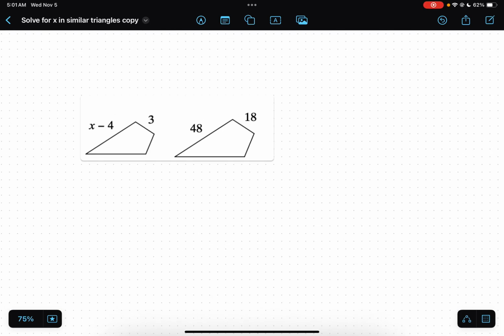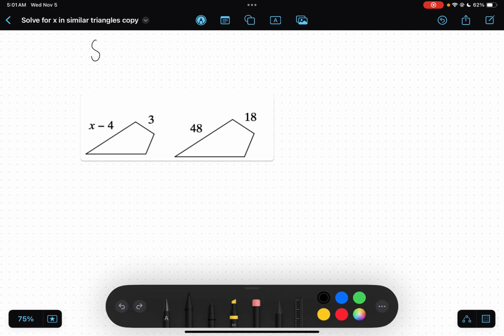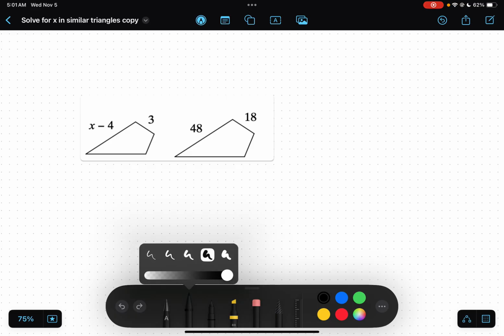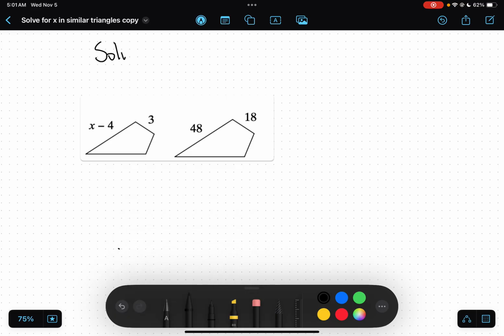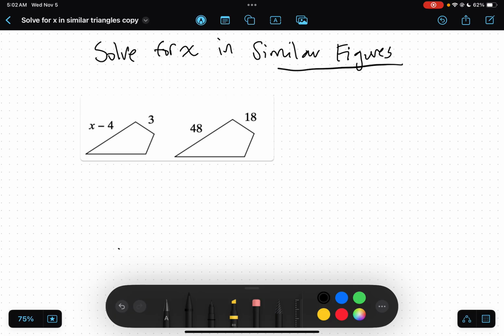All right. In this lesson, we're going to learn how to solve for x in similar triangles, or similar figures, I guess. Solve for x in similar figures. So we're going to know that each pair of figures that's given to me is similar, and we're going to use equivalent ratios to solve for x.